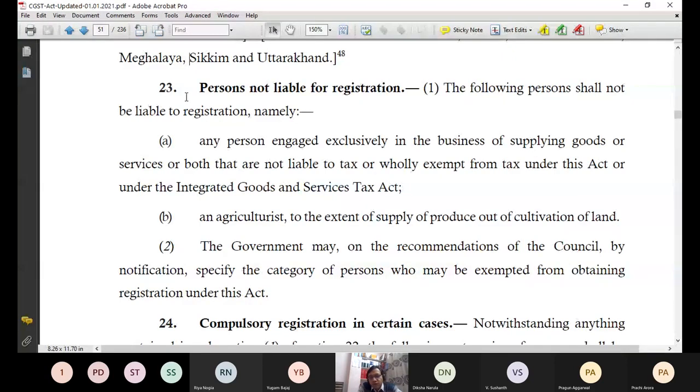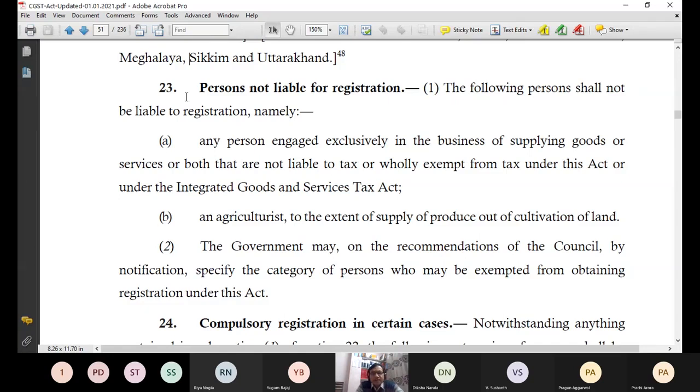A farmer is not supposed to take GST registration, but a farmer can be doing other businesses also. Not only cultivation of land, a farmer can do other business also. So the Act has clearly said that if a farmer is doing other business, then provisions have to be checked whether registration is required or not. But if the farmer is supplying the products out of cultivation of land, then to the extent of that produce which is supplied out of cultivation of land, GST registration is not required.